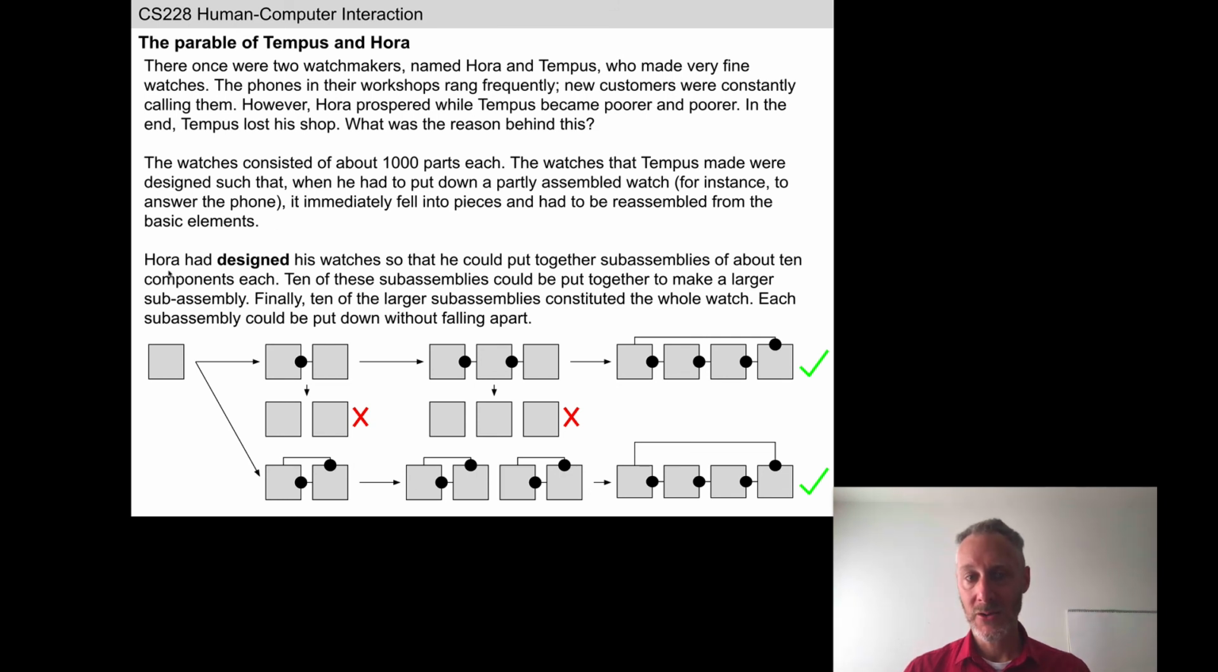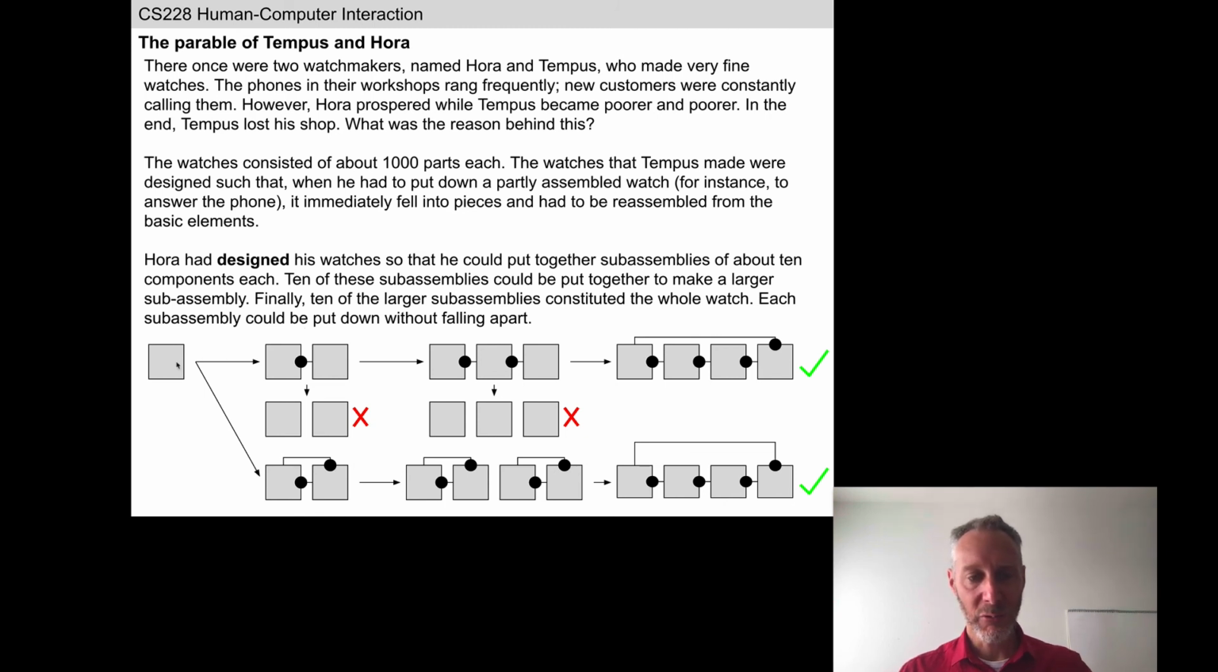Horror, on the other hand, who prospered, designed his watches in such a way so that he could put together sub-assemblies of about 10 components each. 10 of these sub-assemblies could then be put into a larger sub-assembly, and finally 10 of these larger sub-assemblies could be put together to create an entire watch. At each of these three stages, each sub-assembly could be put down without falling apart.